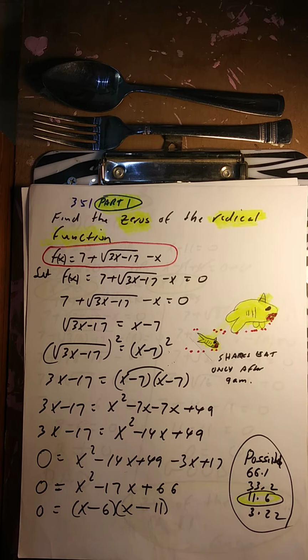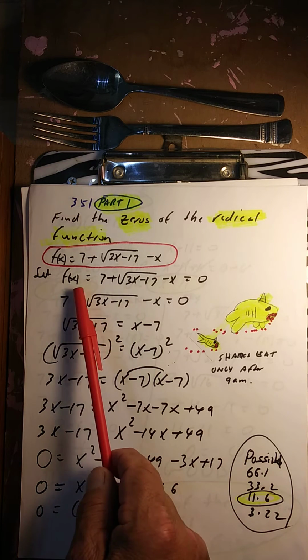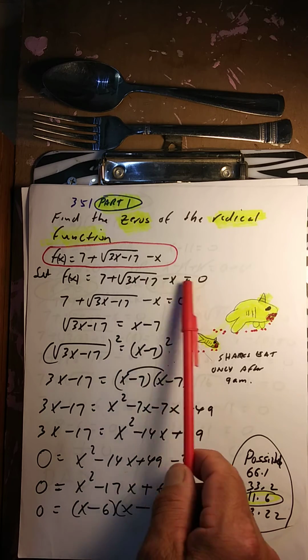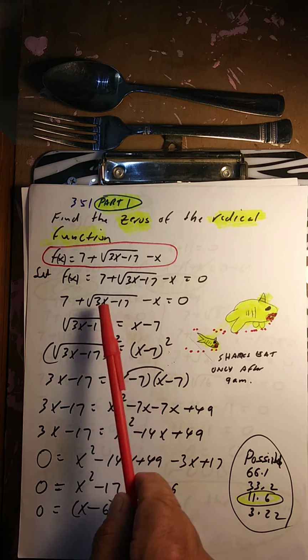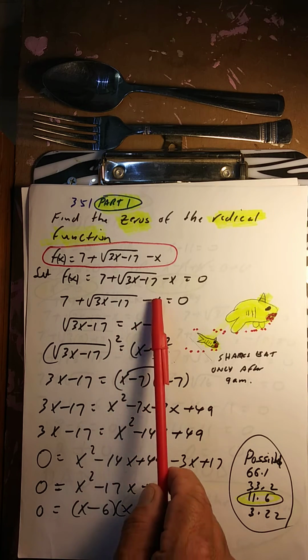Find the zeros of the radical function. All right, same thing. Set it equal to 0. There we go. Set it equal to 0. Let's isolate this radical sign, and then bring this to the other side, this 7 and this negative x.